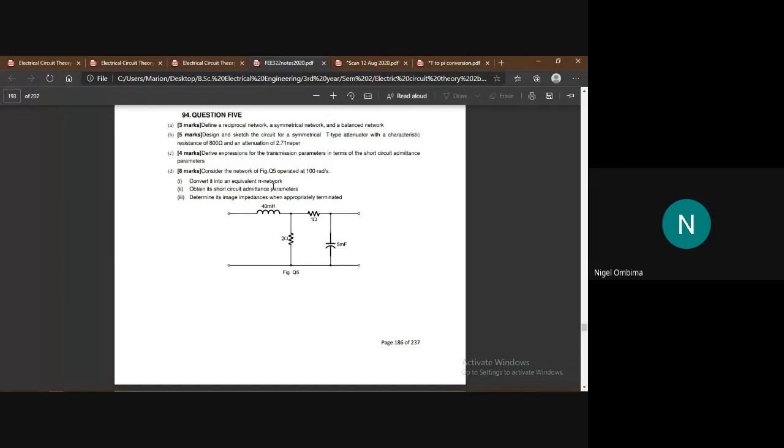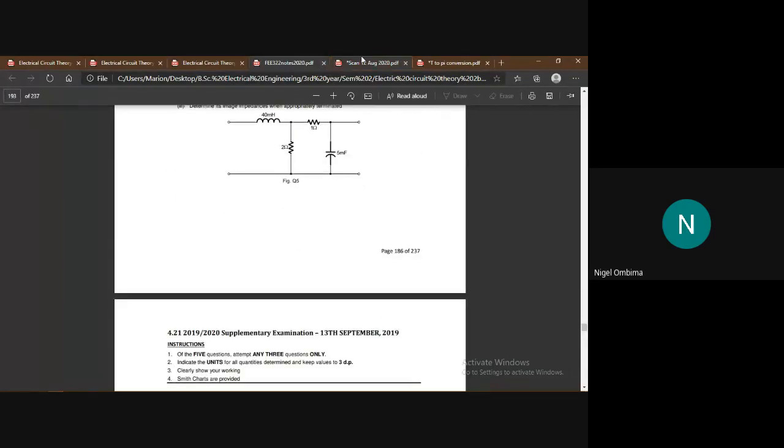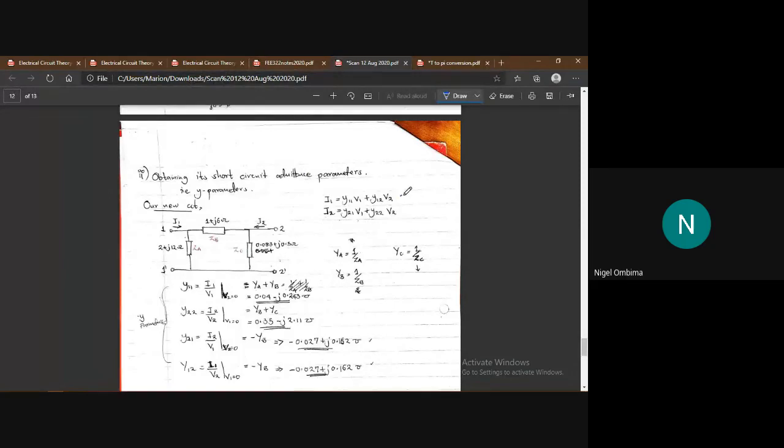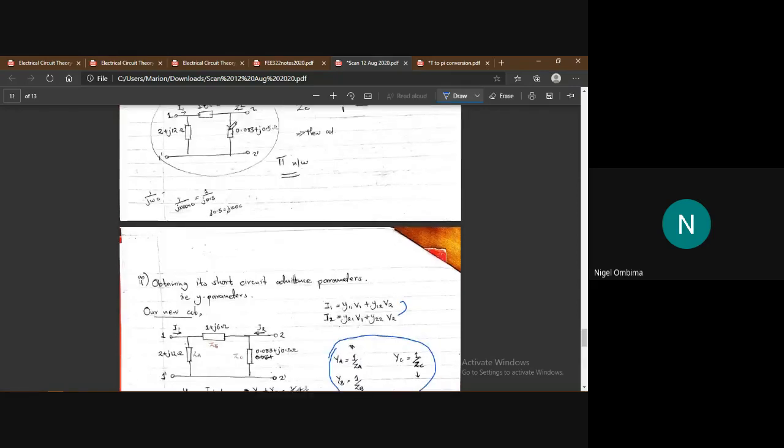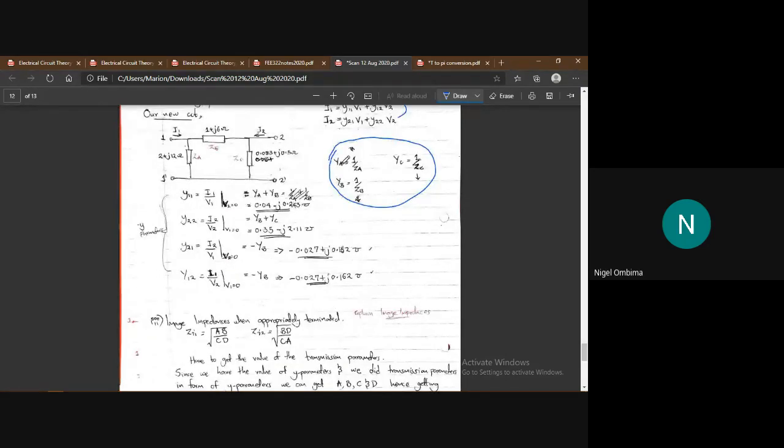Supposed to obtain its short circuit admittance parameters. Short circuit admittance parameters, we have done them above. As you can see, these are the equations of admittance parameters, and there are three formulas, three equations that will help you, because now we have ZA, ZB, and ZC from here. You can convert them to admittances, reciprocal of impedances, so to get YA, YB, and YC.